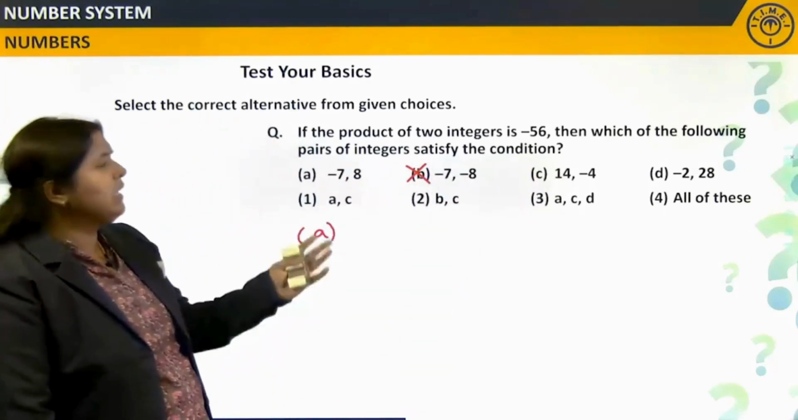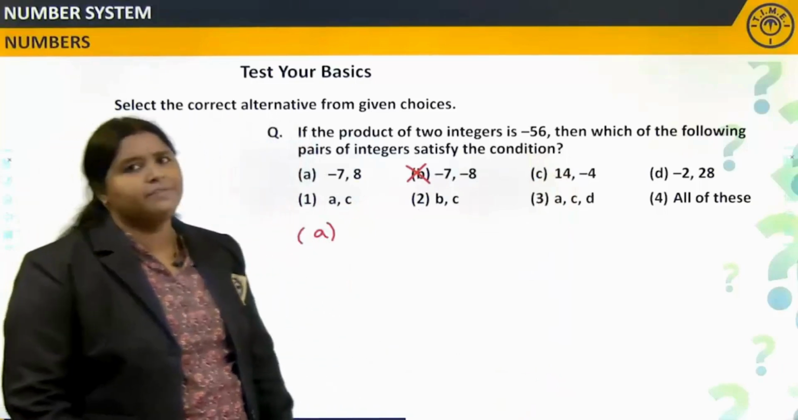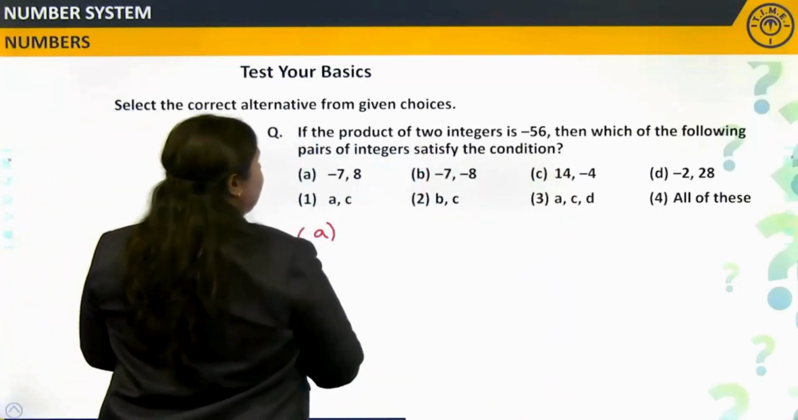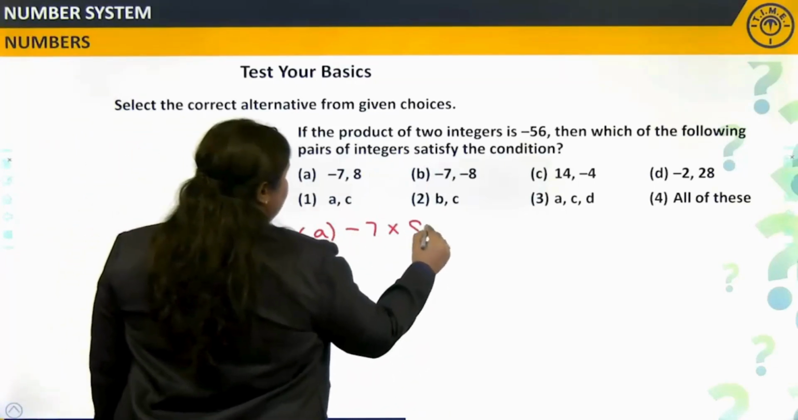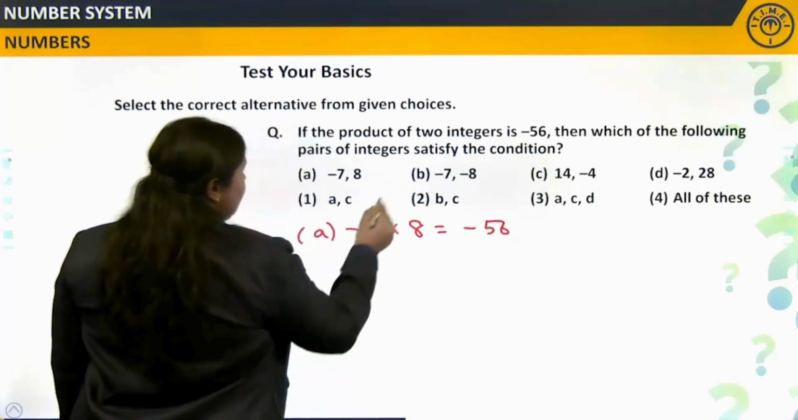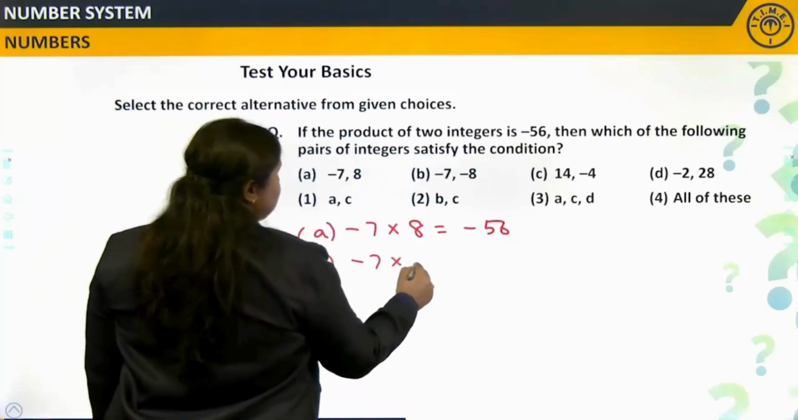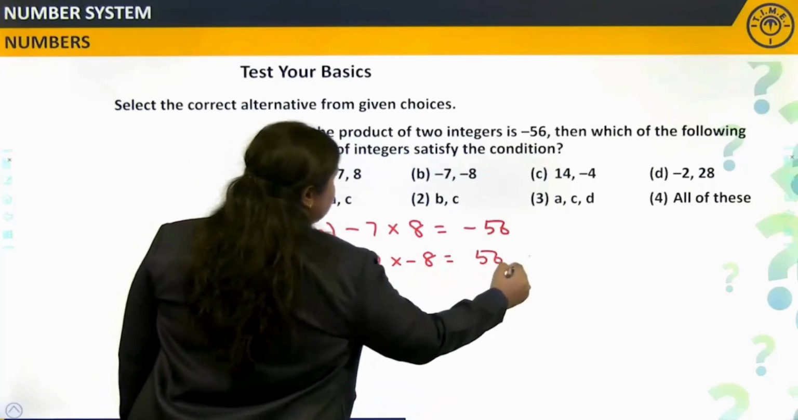And also you can quickly do the multiplication. 7 8s are 56, 14 4s are 56, 2 28s are 56. Or if you want to be sure, you can go ahead and try each and every choice. What is minus 7 into 8? Minus 7 into 8 is minus 56. Similarly, B will not work out, because minus 7 into minus 8 is minus into minus, plus 56. That's not what we want.